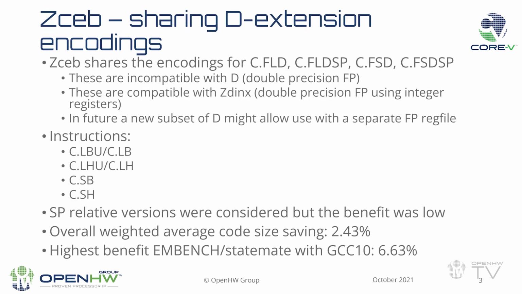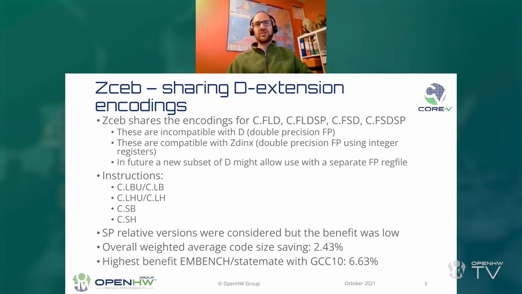So Zceb, again, these are very simple instructions, but they're sharing the encodings for the D extension, the 16-bit encodings. So the floating point load double stack pointer relative, and the 2 stores. This means that if you're using them, you can't use the D extension. You can use the D in X, which is the double precision floating point using the integer registers. And in the future, RISC-V International may allow a subset of D with these instructions instead of those compressed D encodings. The instructions are very simple: load, store, byte, half, and the loads are unsigned and signed.